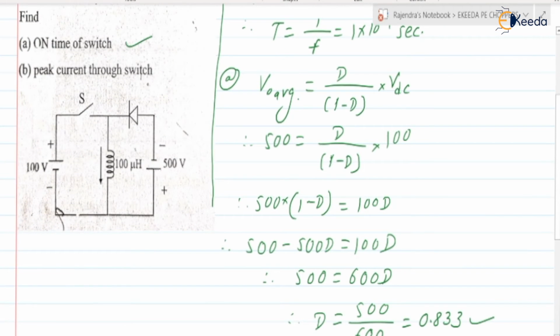In the second part, they have asked for the peak current through the switch. So if we want to find the peak current through the switch, that is, the peak value of the current flowing through the switch.